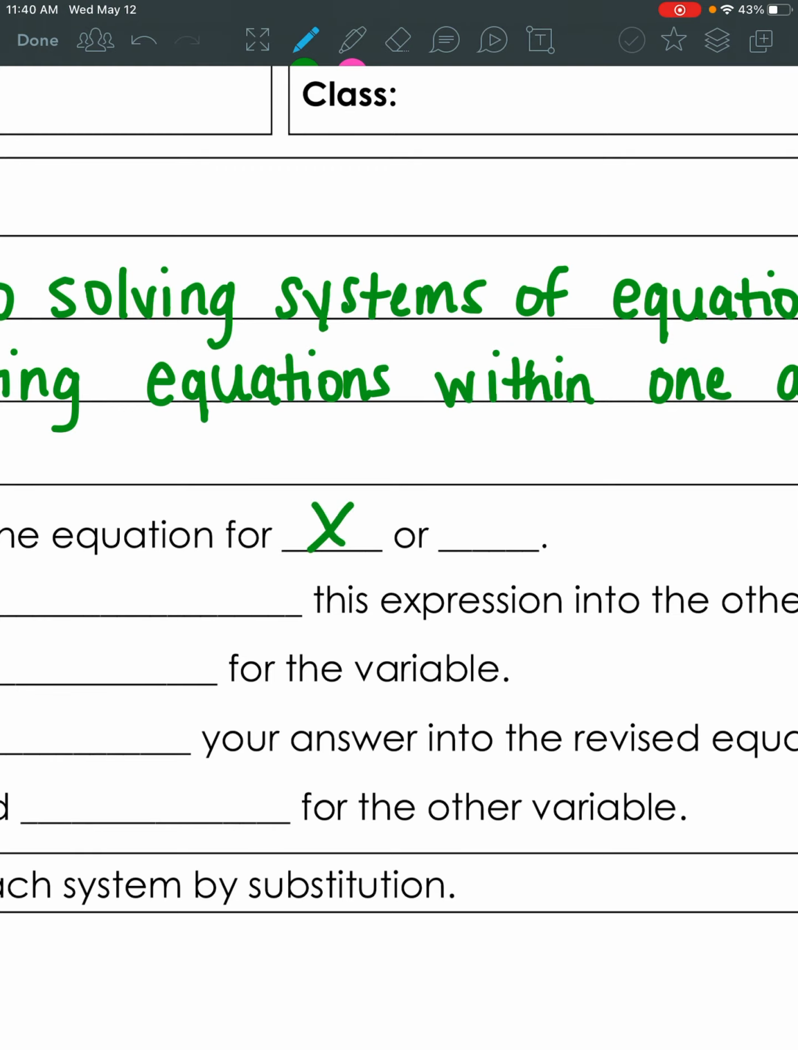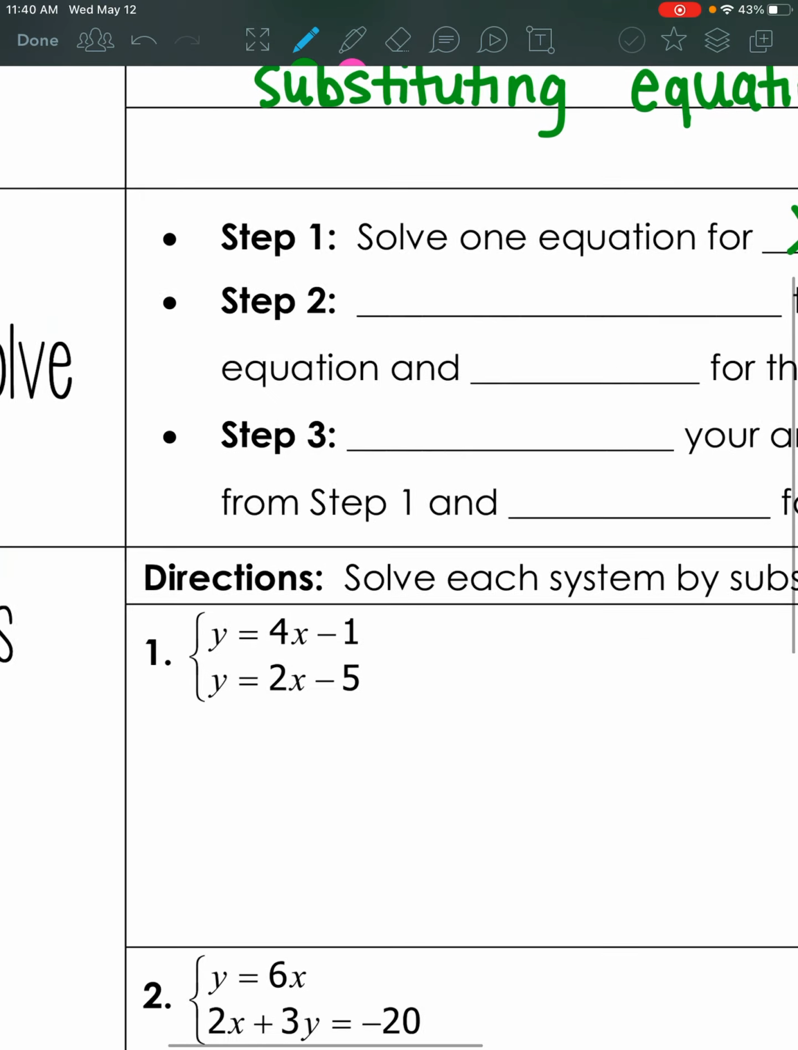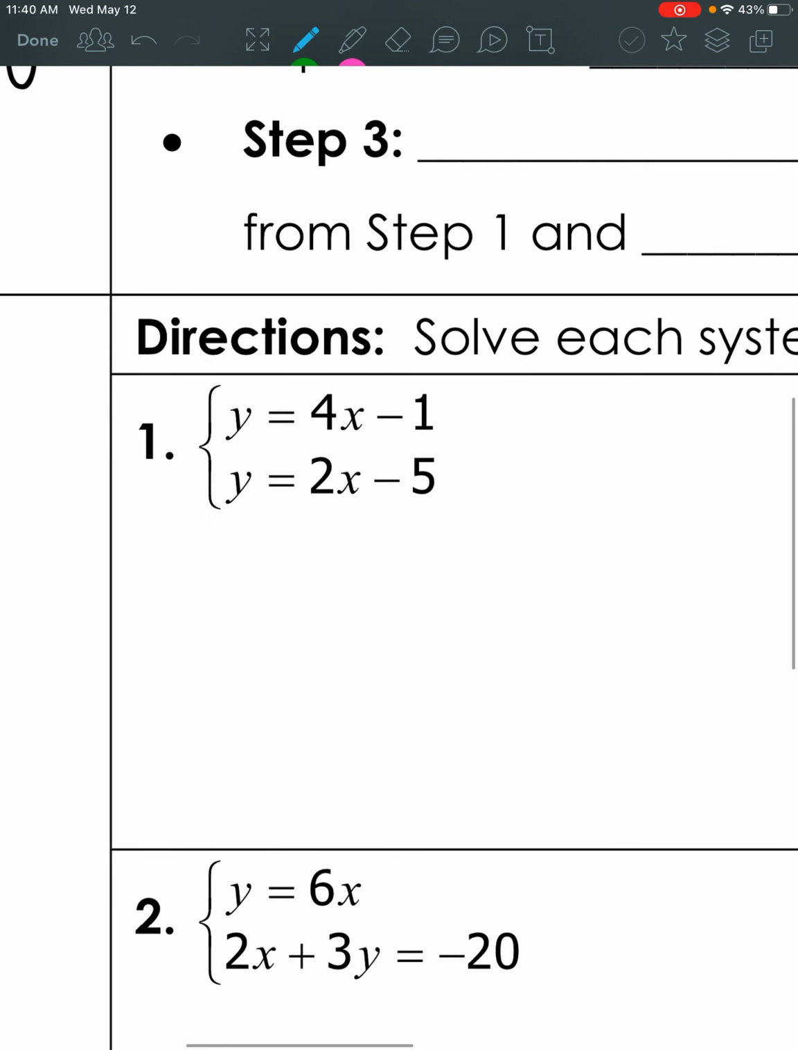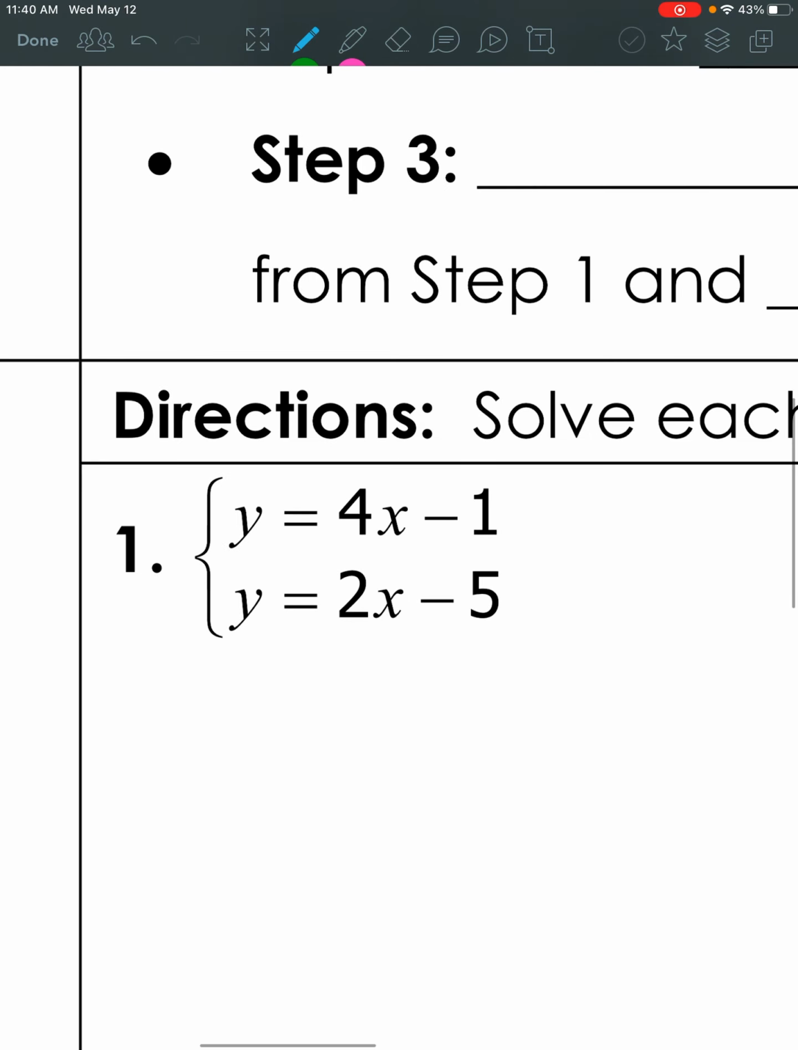And in this case, sometimes this step is already done. So if you look at our first example here, what I mean by solving for x or y, you want to have that variable x or y on one side of the equal sign by itself. So this first equation, y equals, it is in that format. Actually, the second equation is too. So that first step is already done for us.